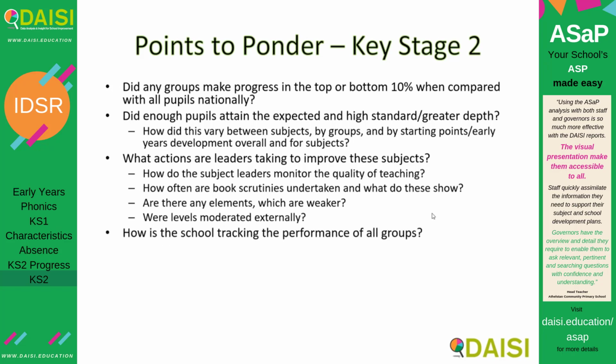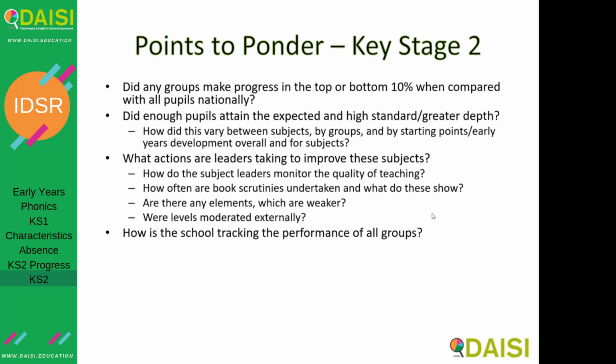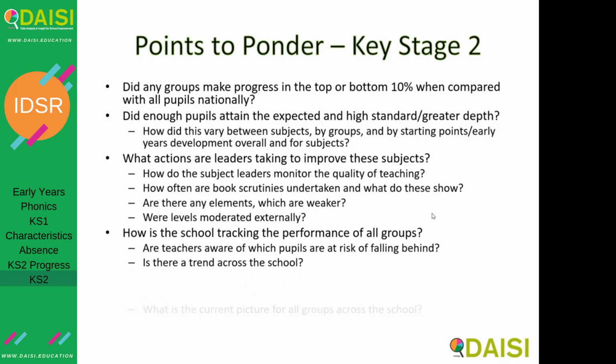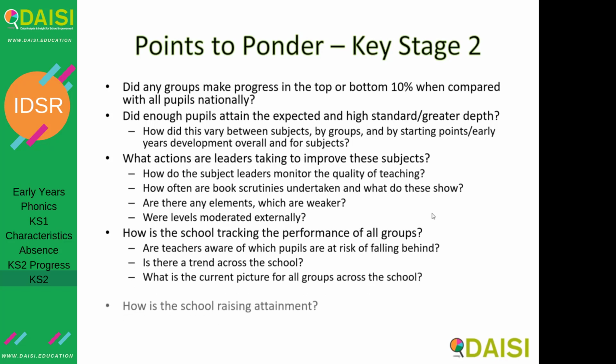How is the school tracking the performance of all groups? However, please note, Ofsted has got no opinions as to which the best school tracking system is. It just needs to be one that is appropriate for your school. Are teachers aware of which pupils are at risk of falling behind, and is there a trend? What's the current picture for all groups across the school?